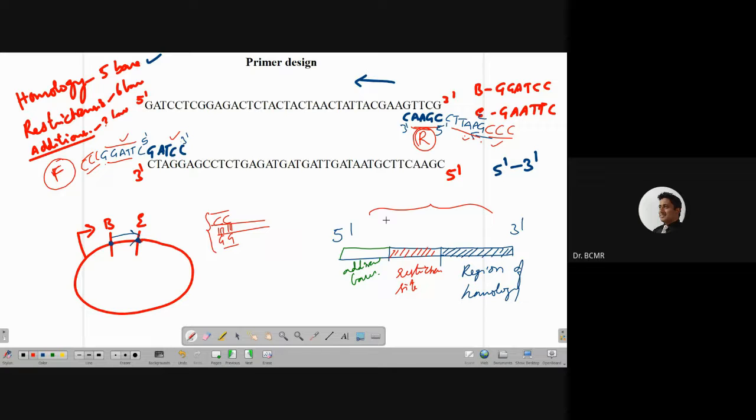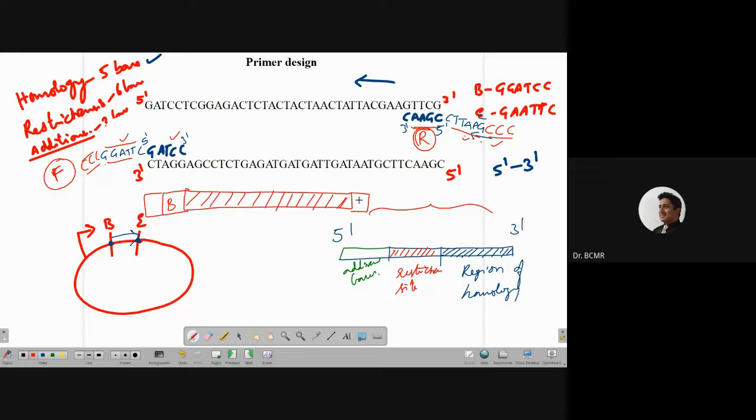Okay, sir. Yes, good. So once that is done, upon PCR, we will get a product. I'm not writing the sequence anymore. This is the product that we are looking at. And then we have the restriction sites. On one side we have BamHI, on the other side we have EcoRI, and then the additional sequences.